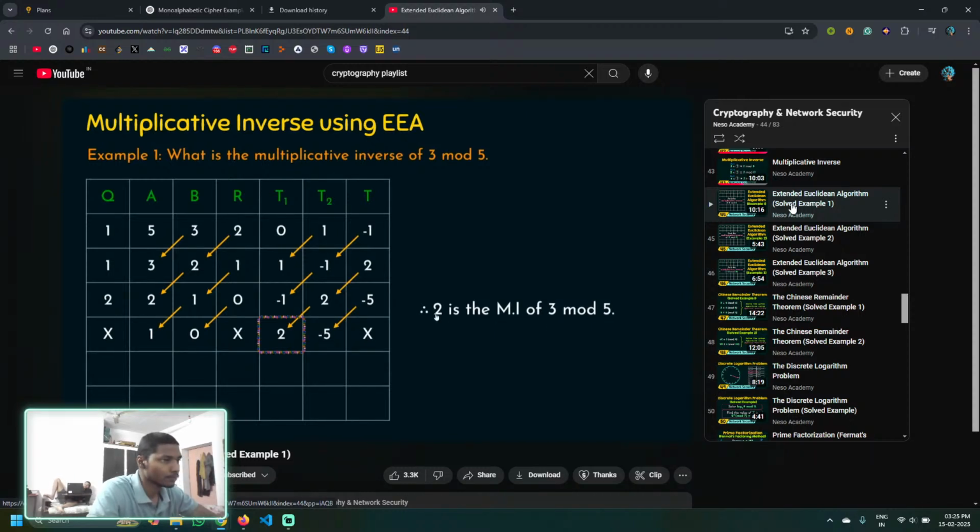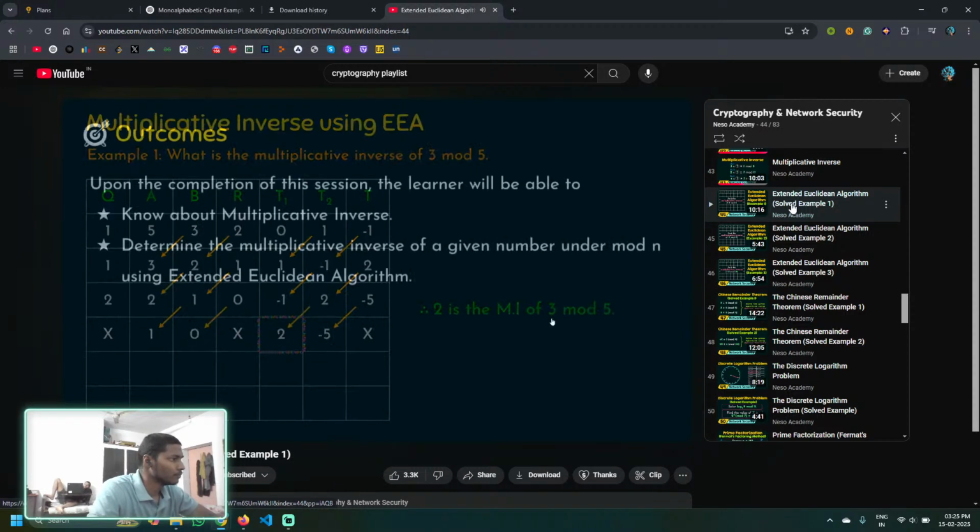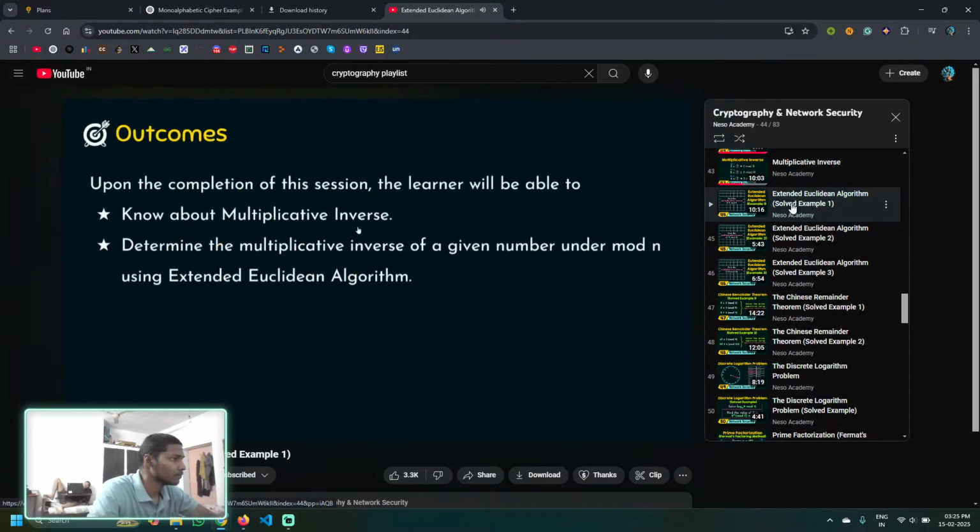So 3 is the number, 3 into 2 is 6. 6 when it is divided by 5, we get 1 as the result. So 2 is the multiplicative inverse of 3 mod 5. I hope things are clear to you. And that's it, guys. I hope now you have the understanding about multiplicative inverse in depth, and we have also determined the multiplicative inverse of a given number under mod n using the extended Euclidean algorithm.